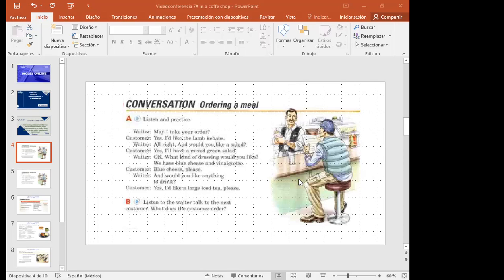May I take your order? Yes, I like the lamb kebabs. All right. And would you like a salad? Yes, I will have a mixed green salad. Okay. What kind of dressing would you like? We have blue cheese and vinaigrette. Blue cheese, please. And would you like anything to drink? Yes, I like a large iced tea, please.